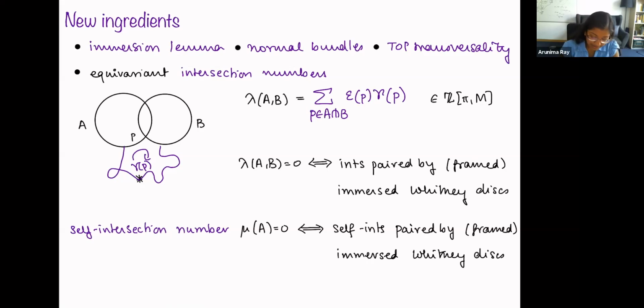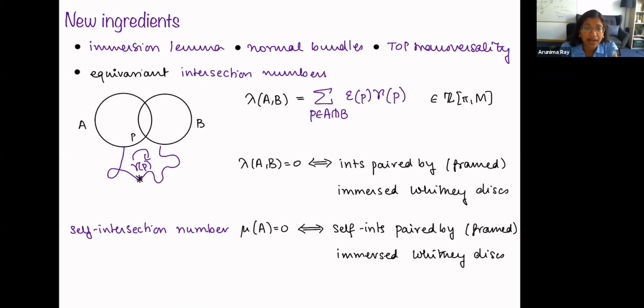The advantage of this setup is that the vanishing of this number is precisely the question of when these intersection points of A and B can be paired up by maps of Whitney disks, so framed immersed Whitney disks somewhere in that four-manifold. And then the self-intersection number can be defined in a similar way, where that thing vanishes precisely when these self-intersection points are paired up in this way. And so if you go back and think about the sketch of the proof of the Disc Embedding Theorem, this is the only thing that we needed: that whenever you have these intersections canceling, we got these Whitney disks.